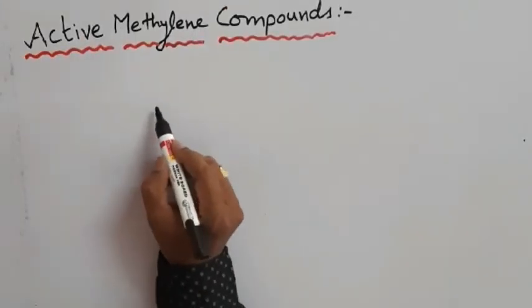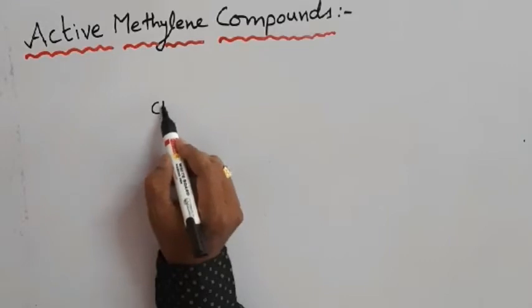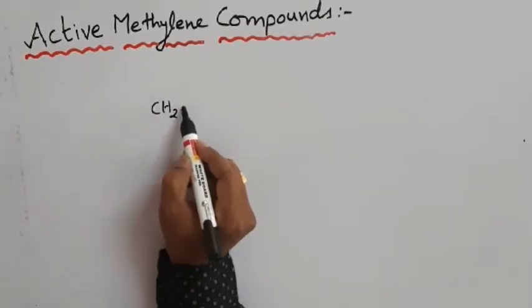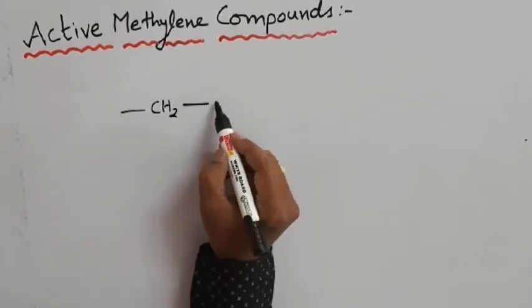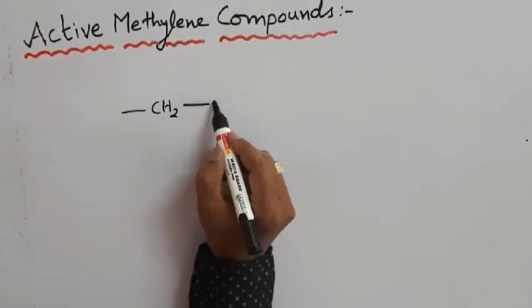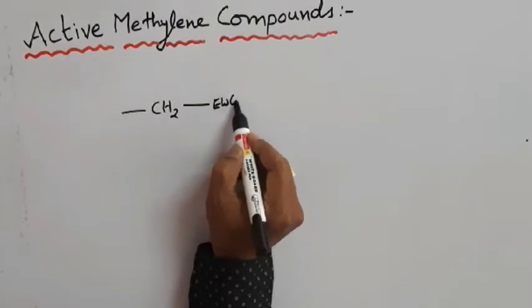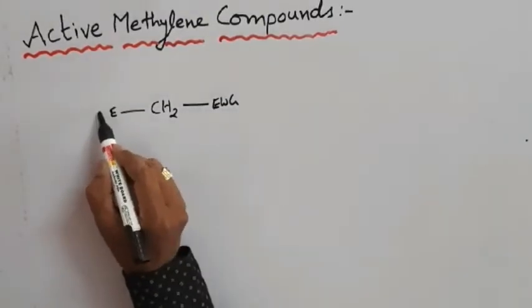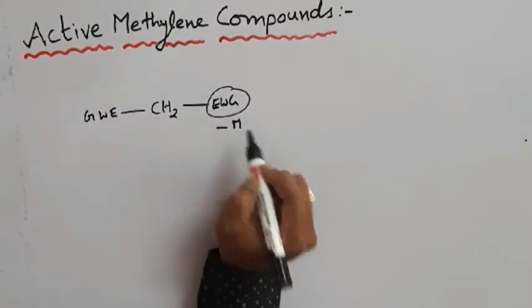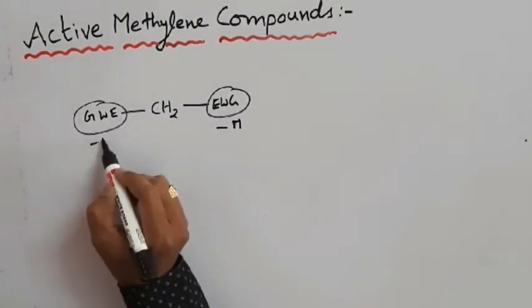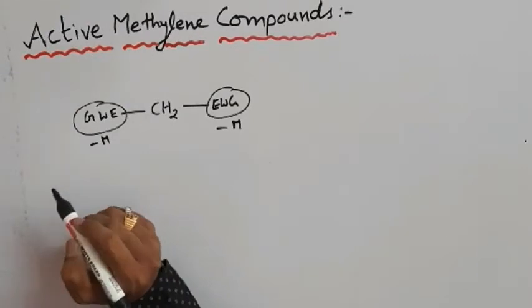As I told you, active methylene compounds are compounds where methylene group, namely CH2 with 2 free valencies, is connected with 2 highly electron withdrawing groups, EWG. Nothing but these are minus M affecting groups. Electron withdrawing groups, minus M affecting groups.